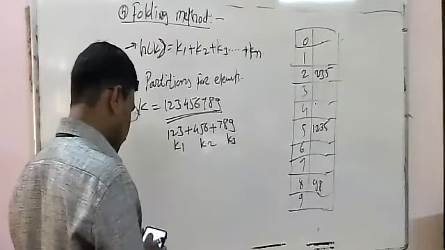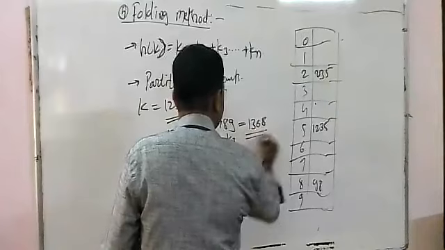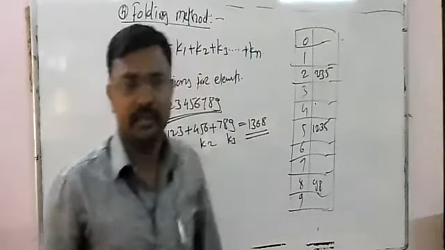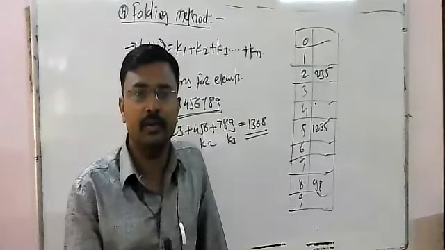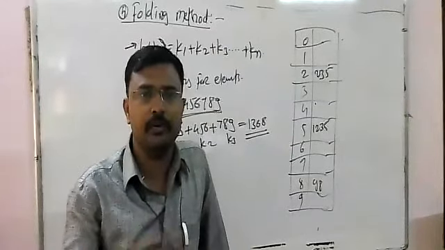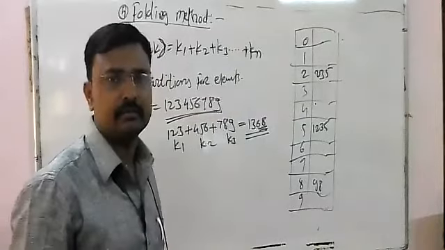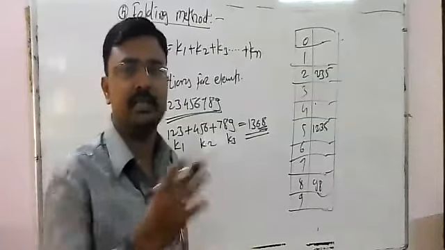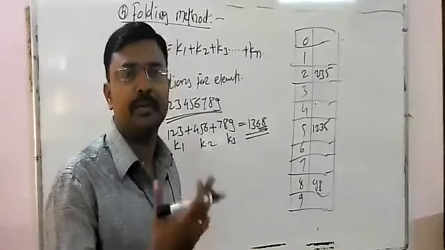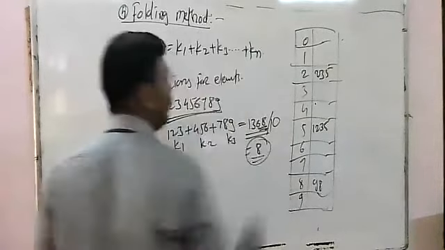1, 2, 3 plus 4, 5, 6 plus 7, 8, 9. What is the value? 1, 3, 6, 8. Okay. Now for this value, you can use either truncation, or mid square, or you can use modulus. Whatever you want to use, you can use here. For example, if you want to use truncation, then we extract the last two digits, 68. If you want to use the modulus or modulo division method, then you just take the modulus, which is equal to 8. This value will be stored at the 8th position.